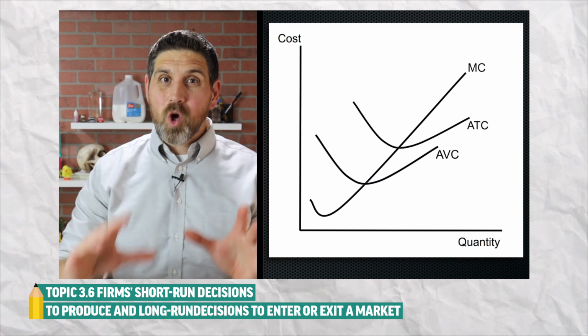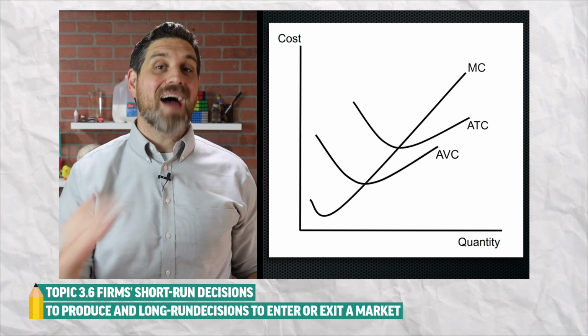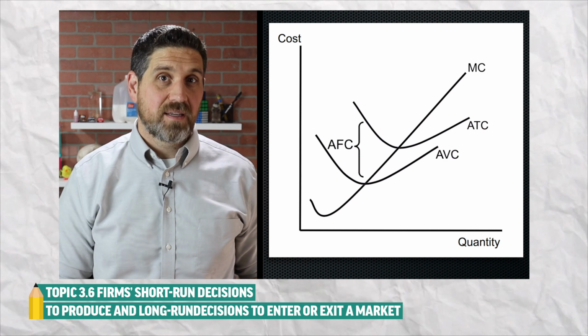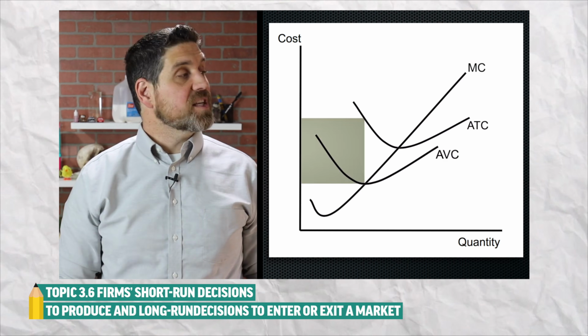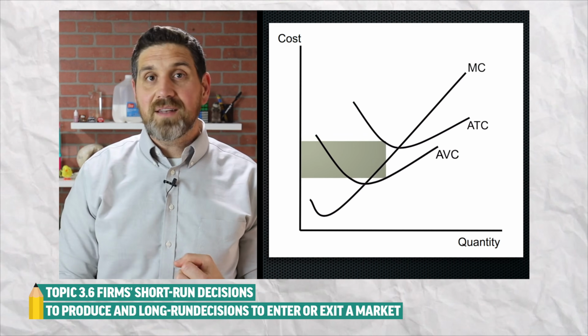To explain why, let's go back and look at the relationship between the cost curves. Remember, the difference between the average total cost and the average variable cost is the average fixed cost. And if that's the average fixed cost, then this box right here is the total fixed cost. This is the cost of your oven, your rent, and your insurance.